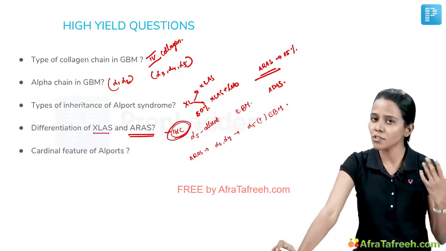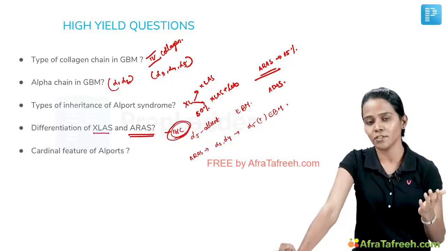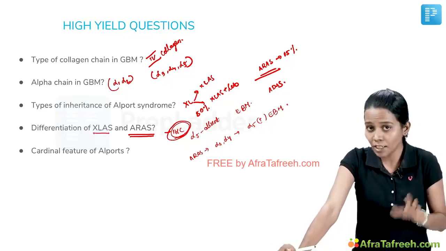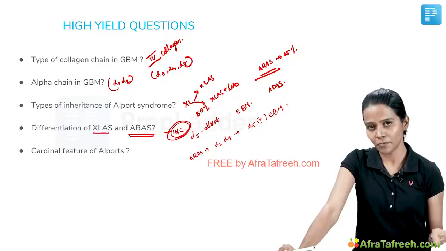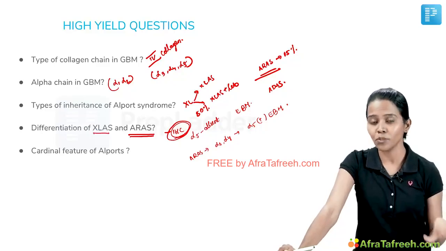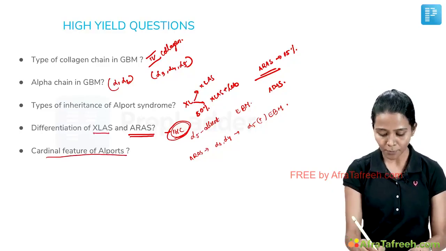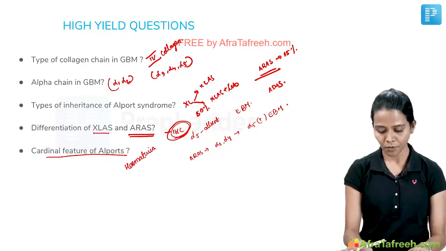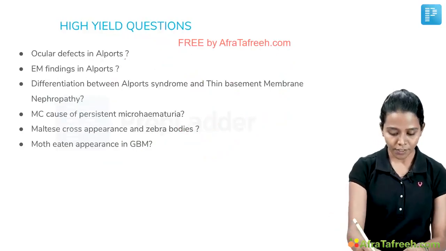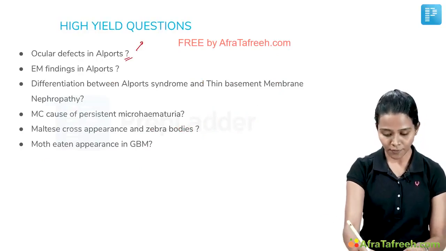But apart from this, historically, if there is no family history and if it is equally distributed in both genders, then it is autosomal recessive. Cardinal feature of Alport is hematuria. Okay. Now, ocular defects in Alports are 4 as we discussed.